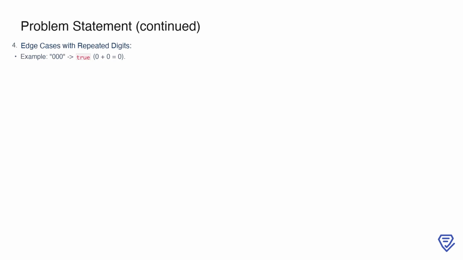Finally, let's consider some edge cases involving repeated digits. For example, the string 000 is a valid additive sequence because 0 plus 0 equals 0. This shows that even sequences with repeated digits can satisfy the additive property as long as the rules are followed. By keeping these edge cases in mind, we can ensure our solution is robust and handles all possible inputs.